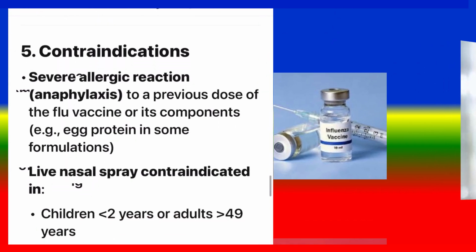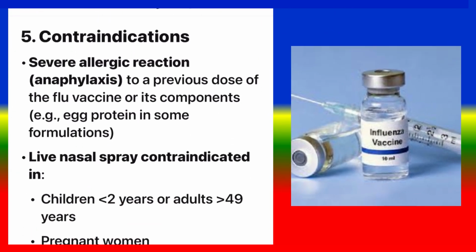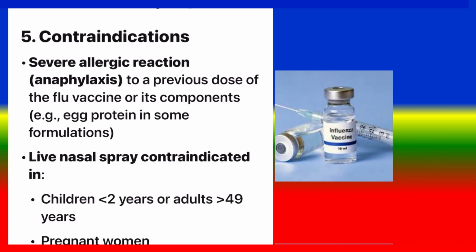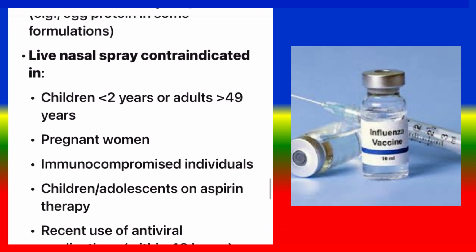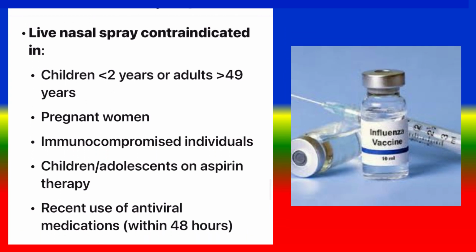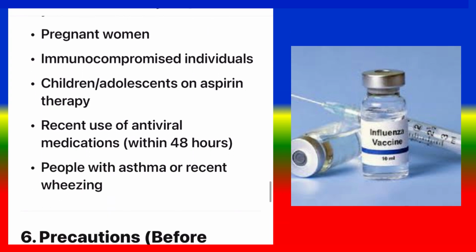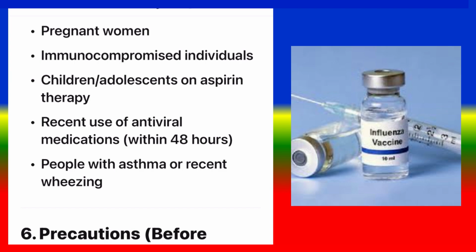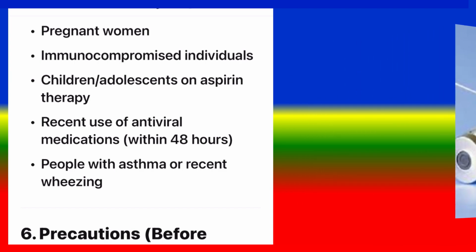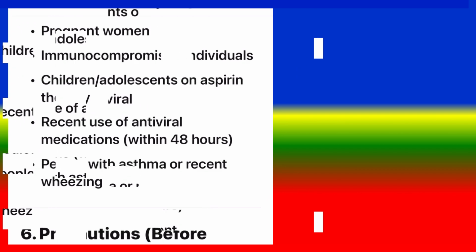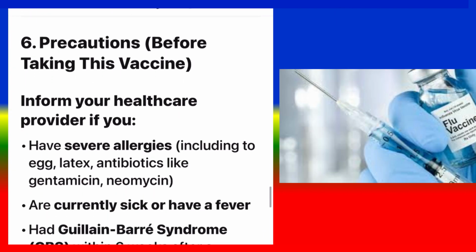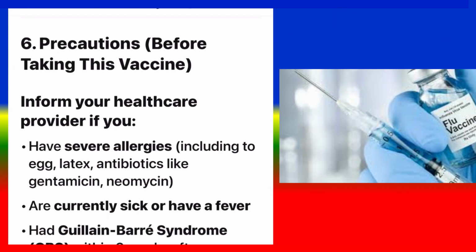5. Contraindications: severe allergic reaction, anaphylaxis to a previous dose of the flu vaccine or its components, e.g., egg protein in some formulations. Live nasal spray is contraindicated in children under 2 years or adults over 49 years, pregnant women, immunocompromised individuals, children and adolescents on aspirin therapy, recent use of antiviral medications within 48 hours, and people with asthma or recent wheezing.